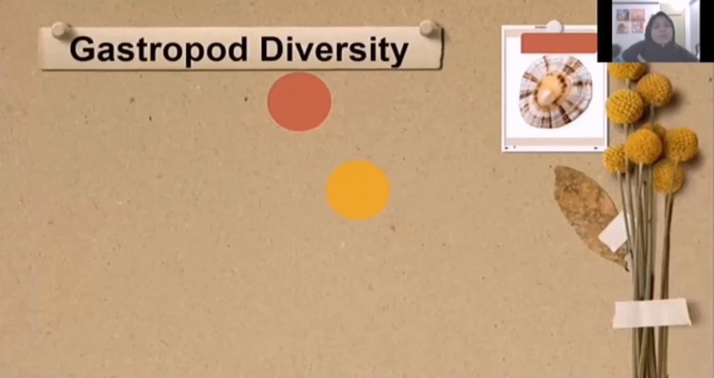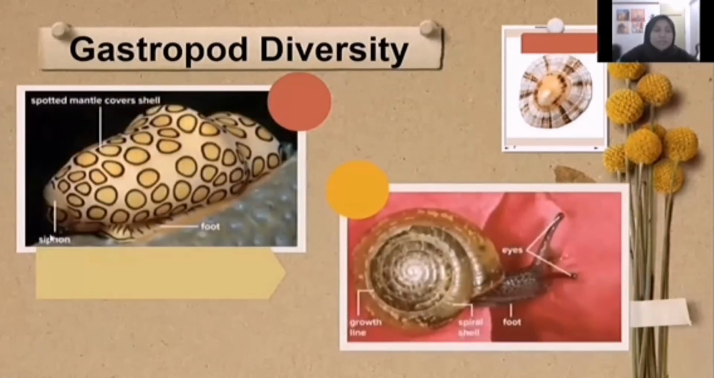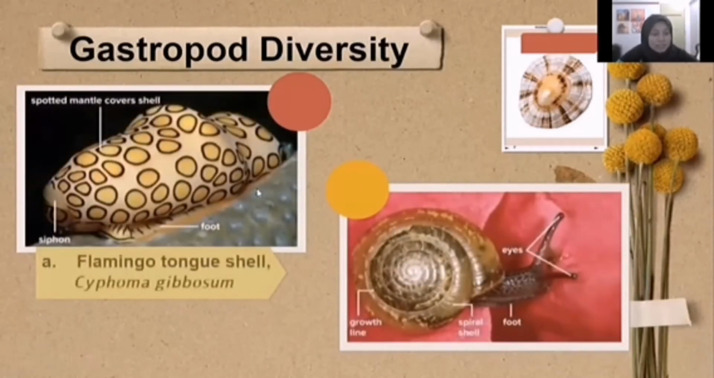Now, we will learn about gastropod diversity. As you can see in this picture, this is a flamingo tongue shell, Cyphoma gibbosum species. There are three parts on the flamingo tongue shell. The front is the siphon, the bottom is the foot, and these yellow spots are the spotted mantle.